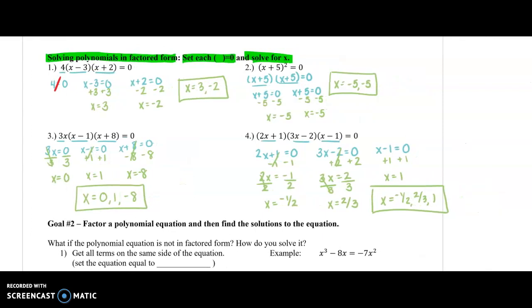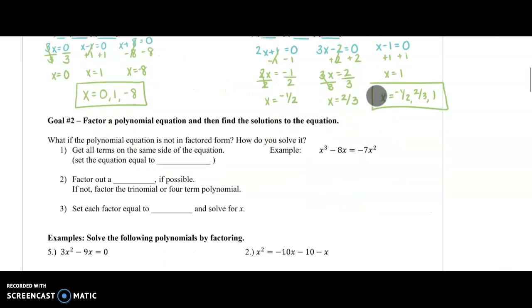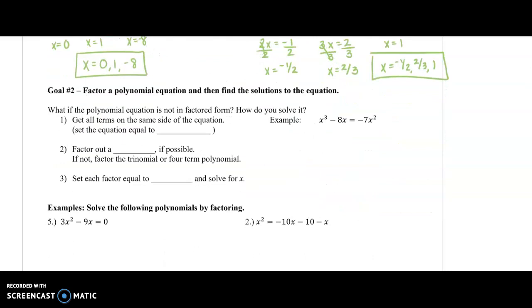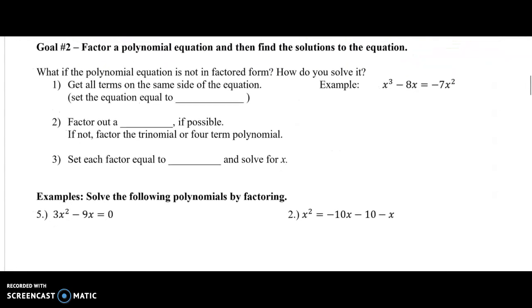Now, what happens if they're not already factored and we have to do that first? So that's the second thing we're going to focus on. We're going to factor a polynomial equation and then find the solution. So what if the polynomial is not in factored form? How do we solve it?